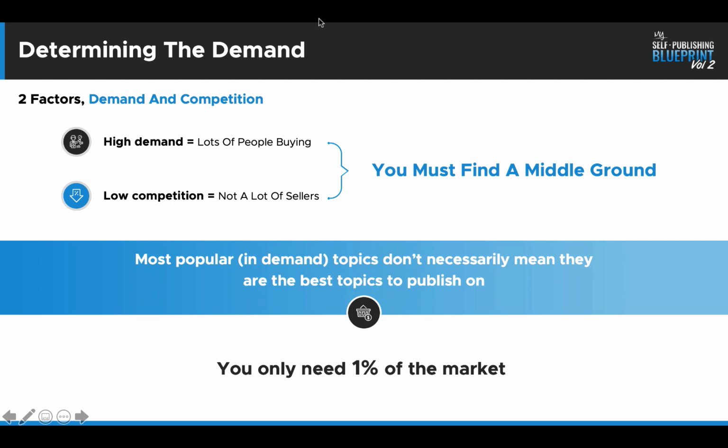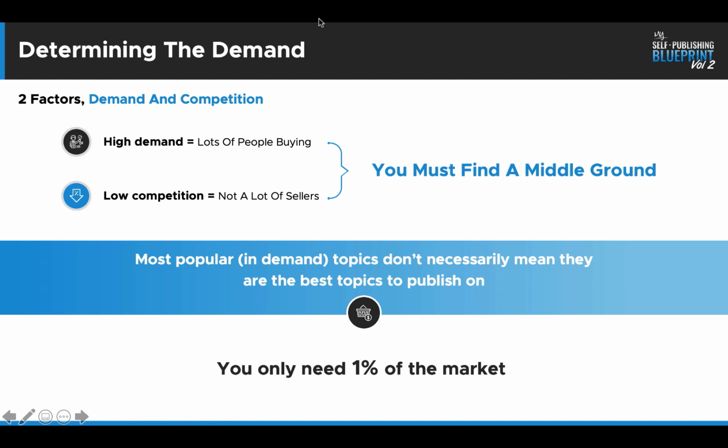Whereas with low competition, there's not going to be a lot of sellers. It gives you an opportunity to get in there and take over that market. So this is all about finding the middle ground between high demand and low competition, finding the balance between the both. And that really is the trickiest part. But I'm going to show you, by using the spreadsheet that I have here and running these different tests on these topics, how you can make this a lot easier.